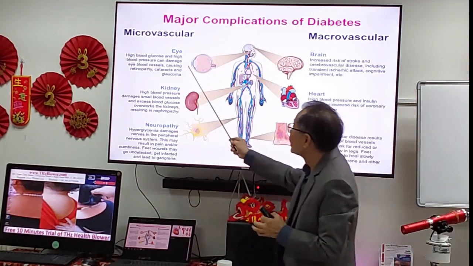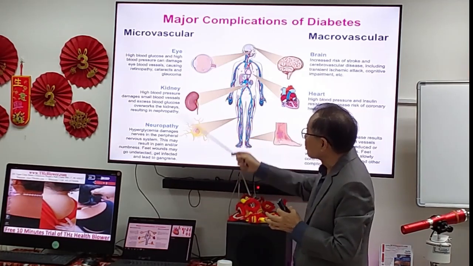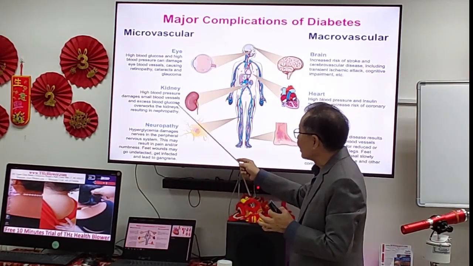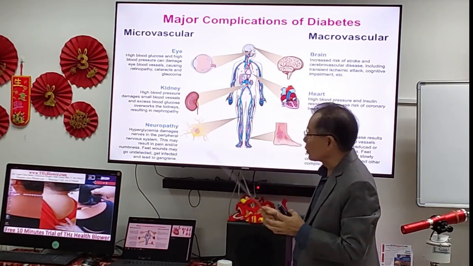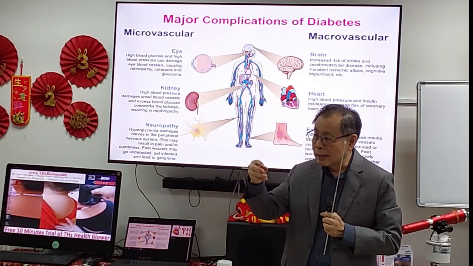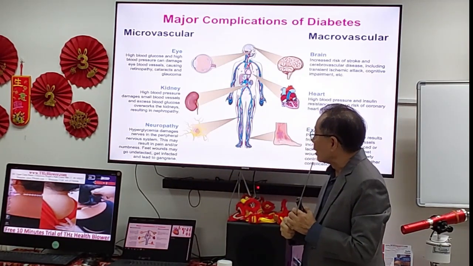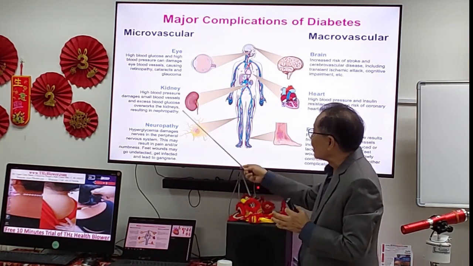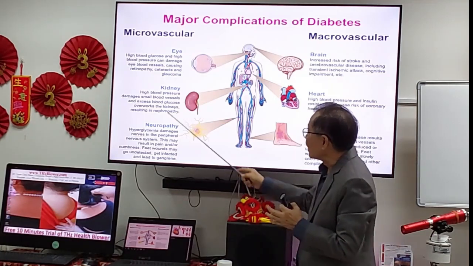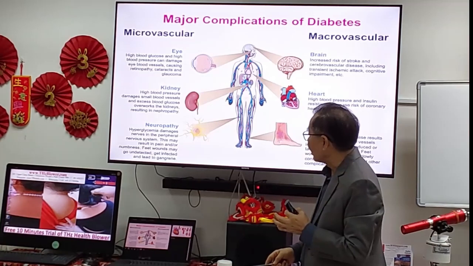On the eye, high blood glucose and high blood pressure can lead to a lot of problems. I will show you some pictures of what happened in the eye. In the kidney, you also damage the small blood vessels, and your kidney's ability to filter water and release all the excess waste products is due to the small blood vessels in the kidneys. If these are damaged, they result in kidney damage and kidney failure.